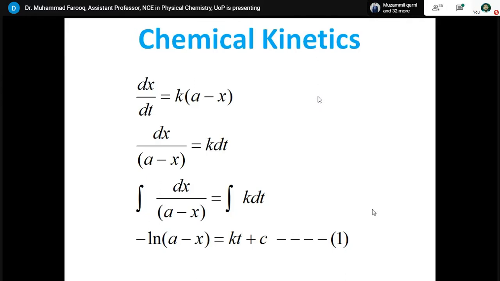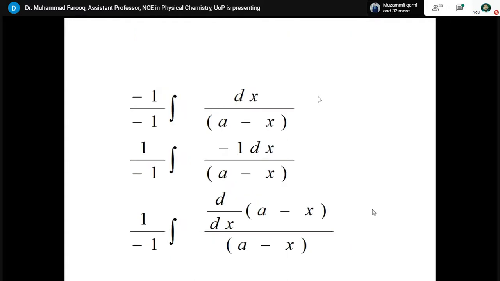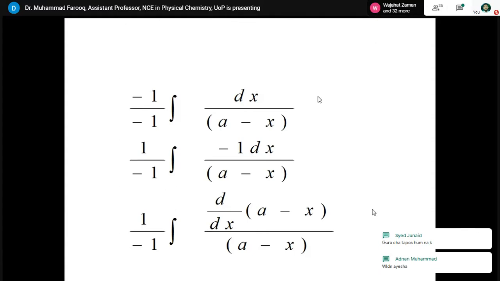We want to solve this one first. So I said multiply and divide minus 1 by this term dx divided by a minus x. This clear or not? Yes, sir. Okay. Now I can write down minus 1 divided by minus 1, I can also write down 1 divided by minus 1. So I took the minus 1 there, you can see minus 1 dx. I can write or not? Again, you cancel with each other, you will get the same thing.